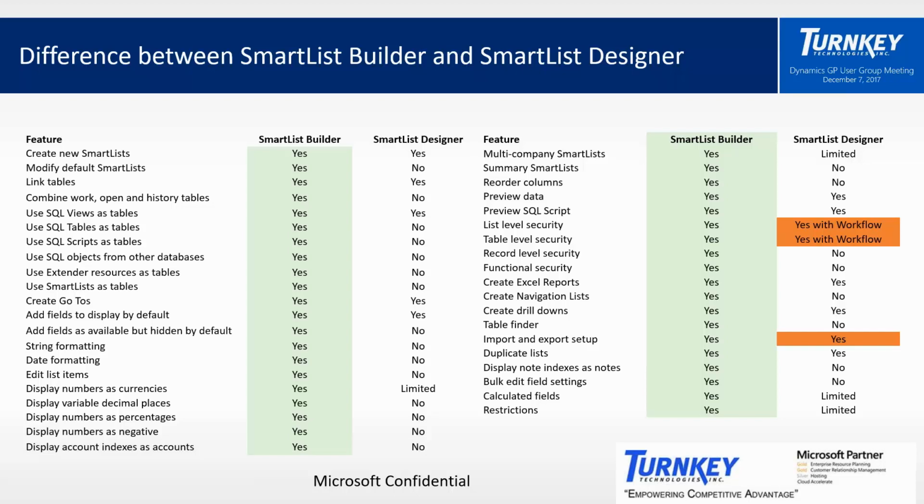But basically on the left, you see all the wonderful things that SmartList Builder can do for you, and then on the right-hand side, you see where they're continually getting to where SmartList Designer can do it. I made notations that they've added some of the things in there for the list level security and the table level security with workflow. They've added limited capabilities in there for some of the things, and then the calculated fields being limited. Why would you want to take the jump to SmartList Builder?